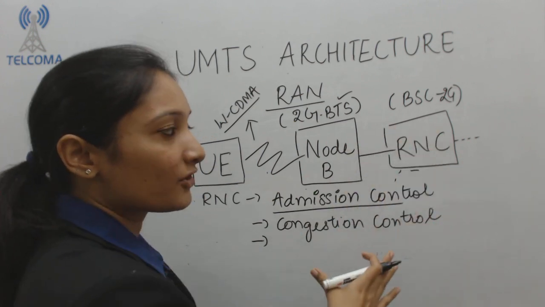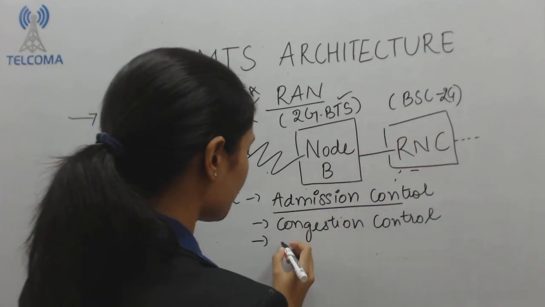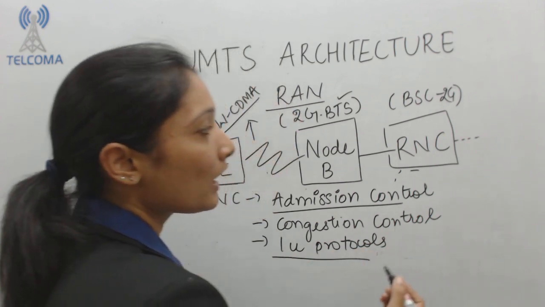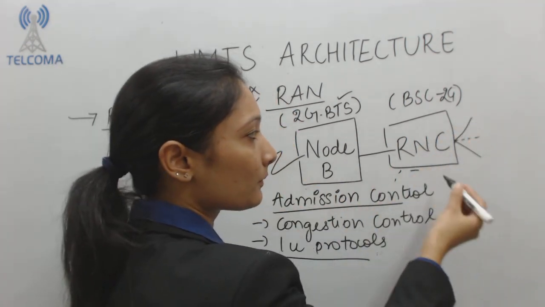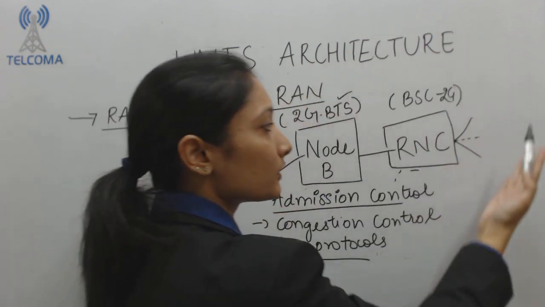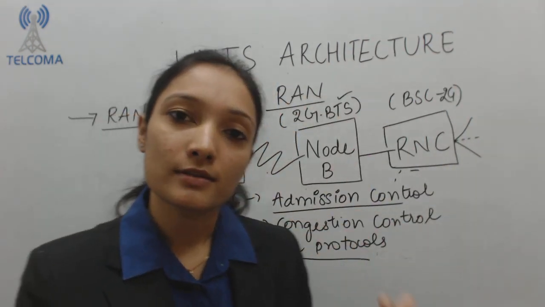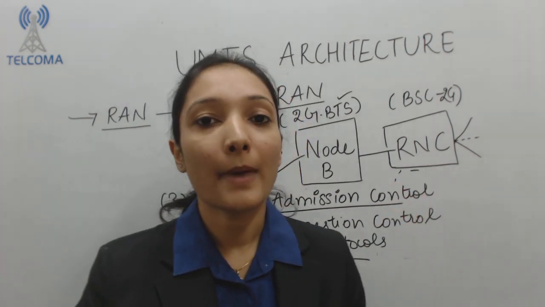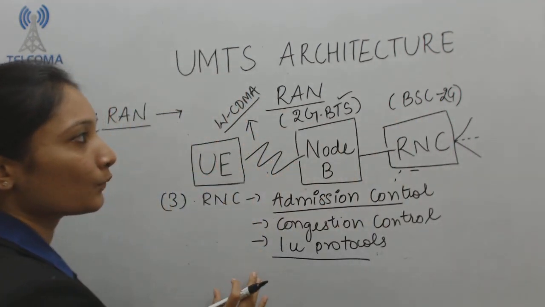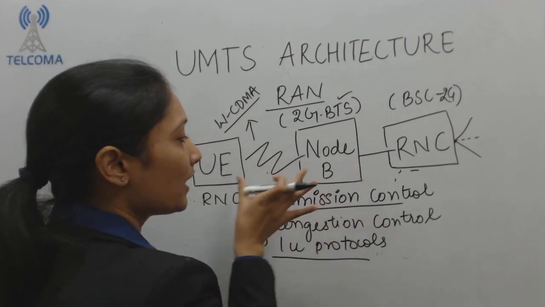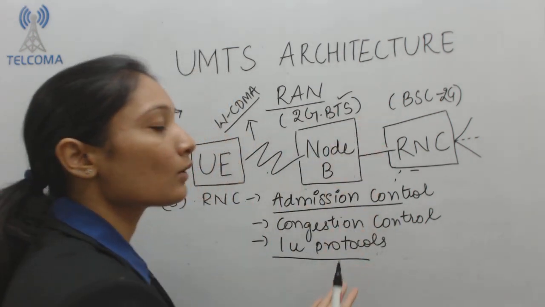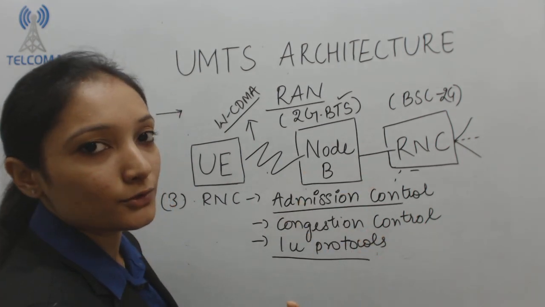Another important functionality of radio network controller is the implementation of IU protocols, that is how the network is further connected to our core network, because RNC is the device here which acts as an intermediary between these and the core network. RNC is connected to our circuit switch domain also, and RNC is connected to the packet switch domain also. So these are the different constituents of our radio access network, like our user equipment connected to node B, which is responsible for implementing the air interface and different functionalities of processing of the air interface, like spreading, scrambling, power control, etc.